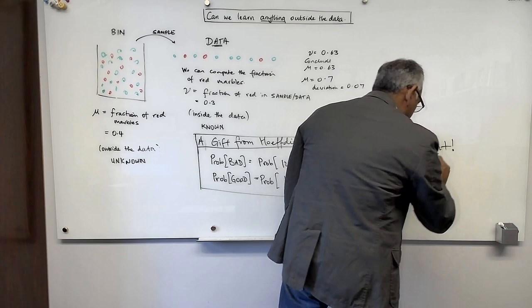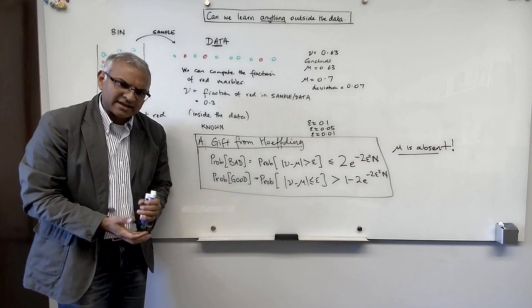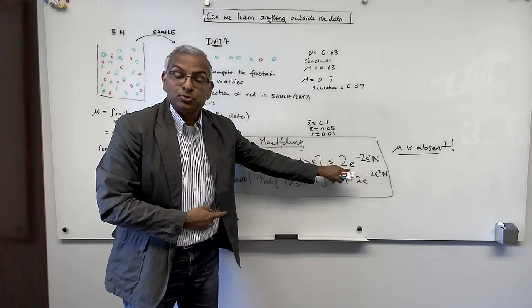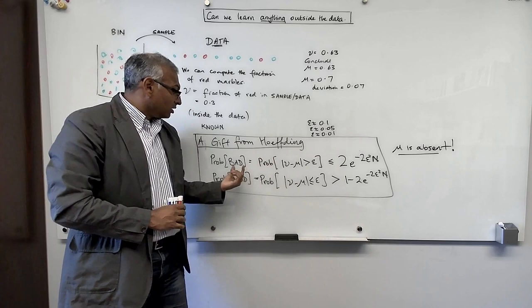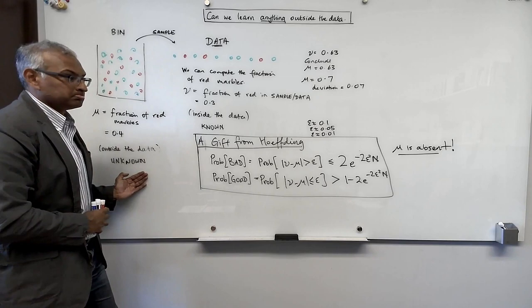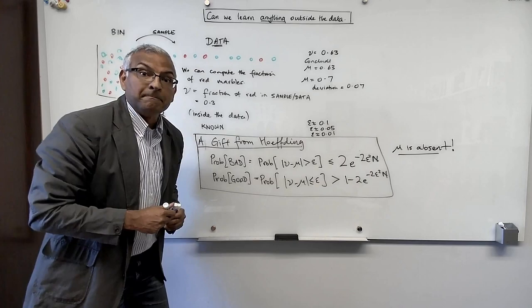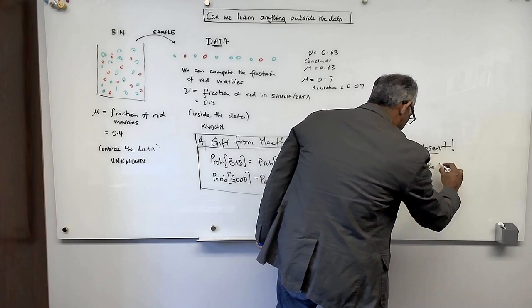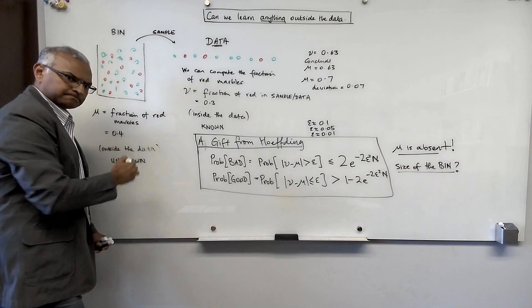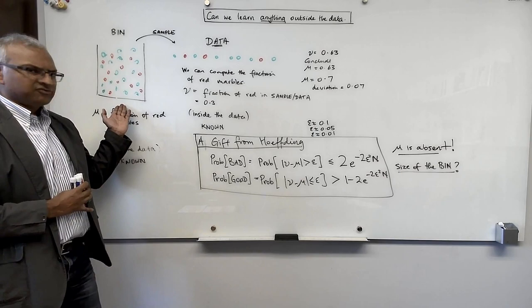And I want to emphasize and re-emphasize how important that is. Because if mu was in here, I couldn't compute that bound. And I wouldn't be able to compute the satisfactory N that'll give me a low enough probability of that. And why is that? For the simple reason that I don't know mu. So this is fantastic because I don't know mu. Another thing that's missing from this whole picture is the size of the bin. How many people are you talking about in the US? 350 million. Could be a billion. Could be a trillion. Could be infinite. There's no size of the bin in here.